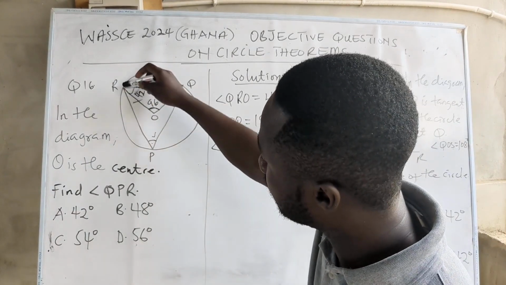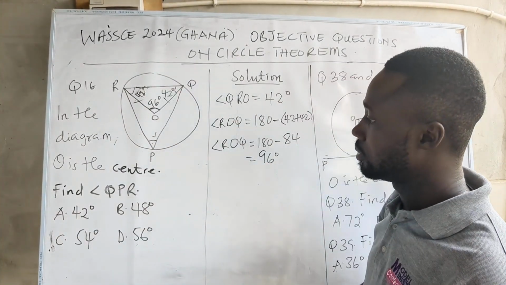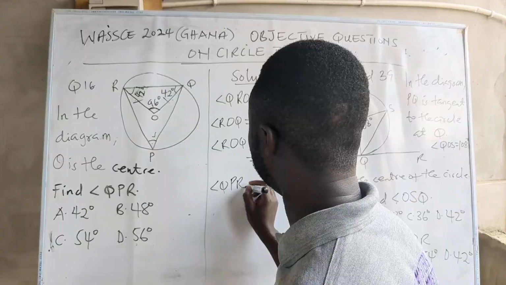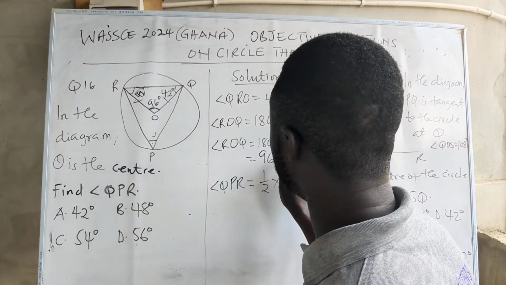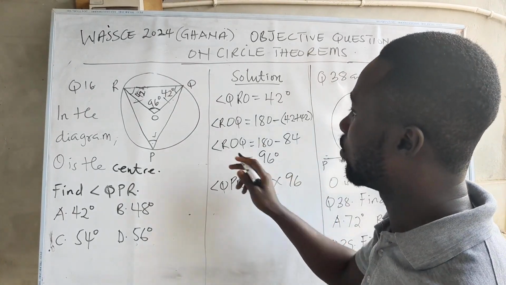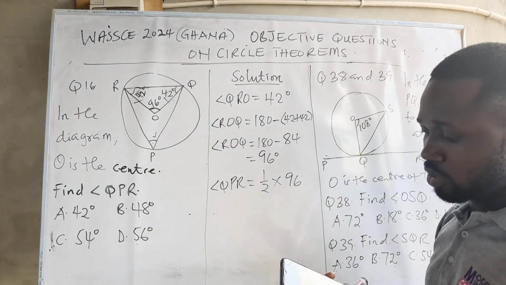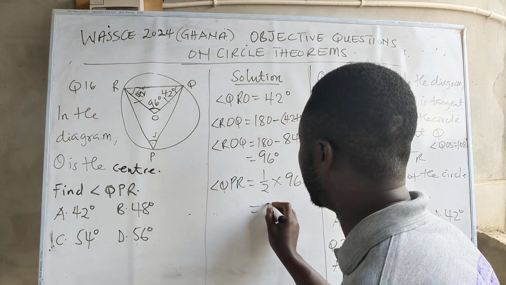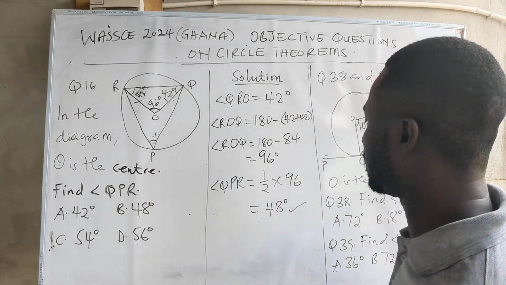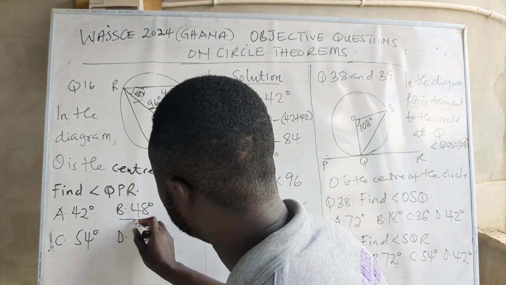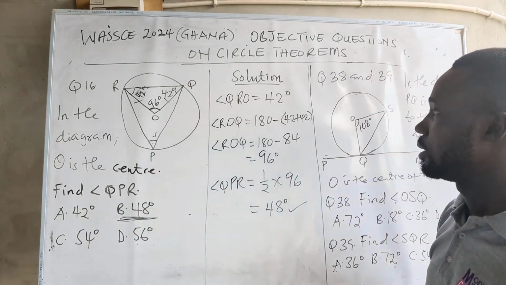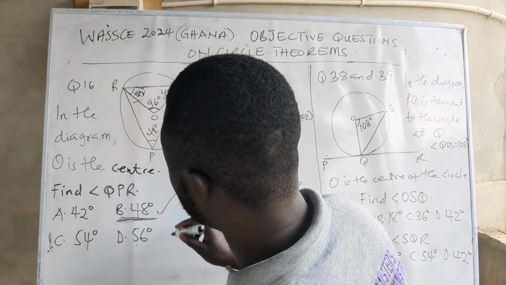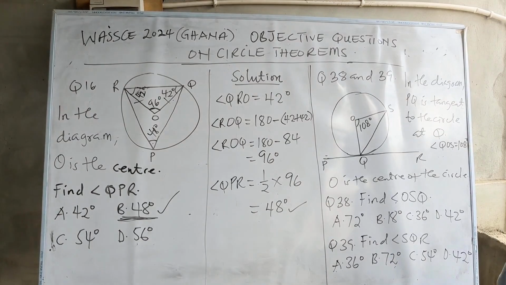But I want to calculate the angle QPR. So my angle QPR is half of this particular 96, half of angle ROQ. Half of 96 will give us 48 degrees. So our answer is B, 48 degrees.